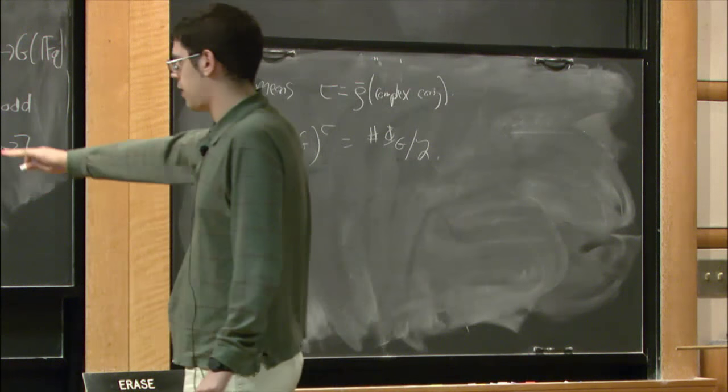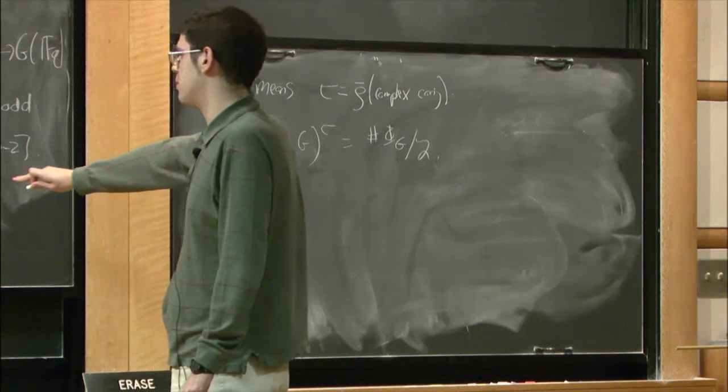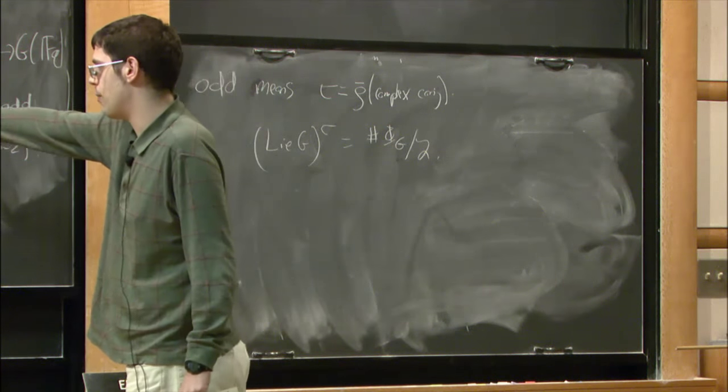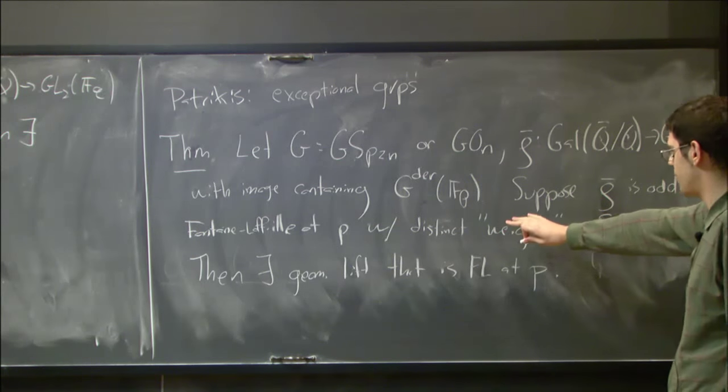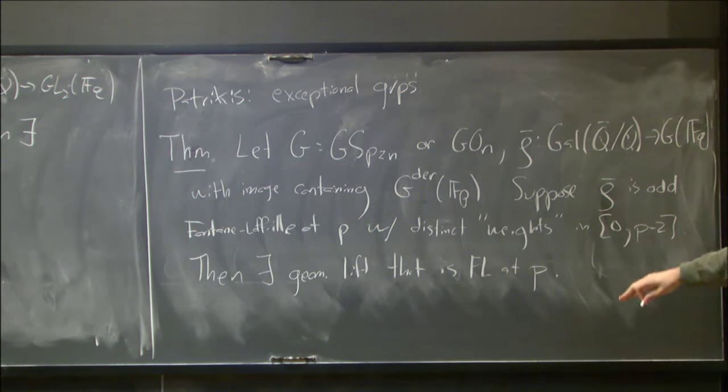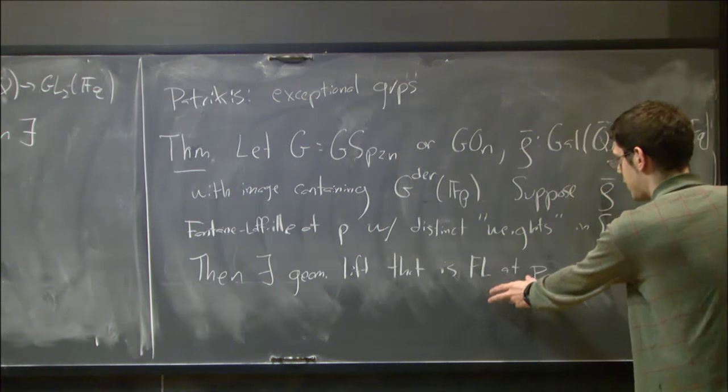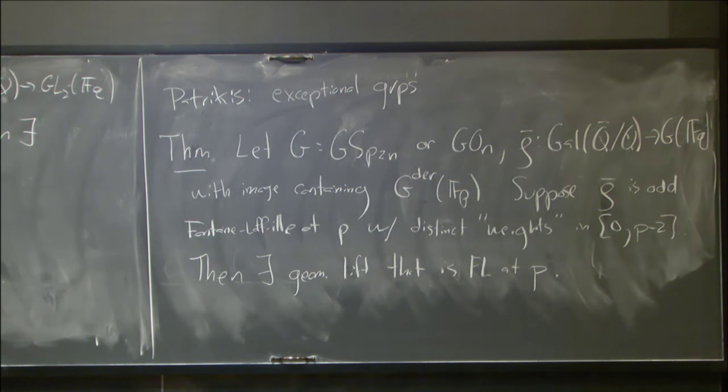Also, it's the assumption that P is not too small, because there have to be these distinct weights, which are the jumps in the Fontaine-Mazur filtration. So this is saying, because they're distinct, P is not too small. Just also worth pointing out, being Fontaine-Mazur at P implies it's crystalline.